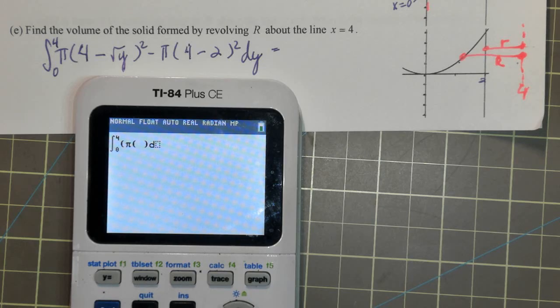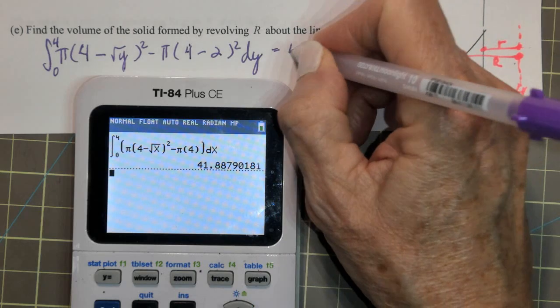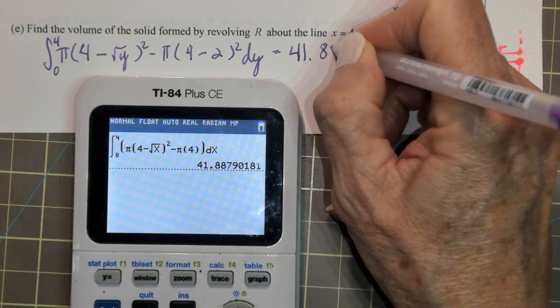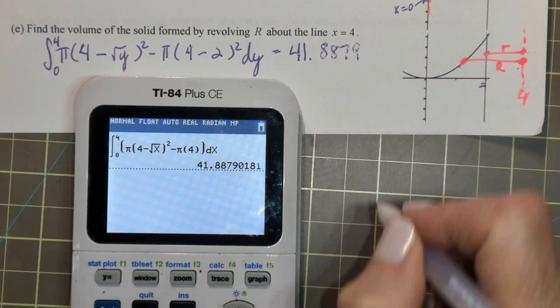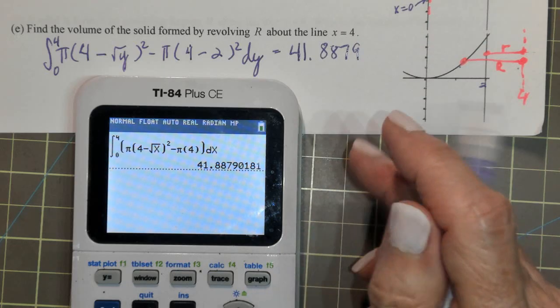Math 9, 0 to 4, pi times 4 minus the square root of y squared minus pi times 2 squared. 41.887 or 41.888. All right.